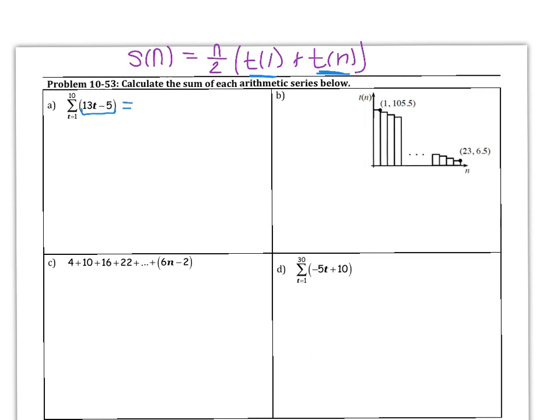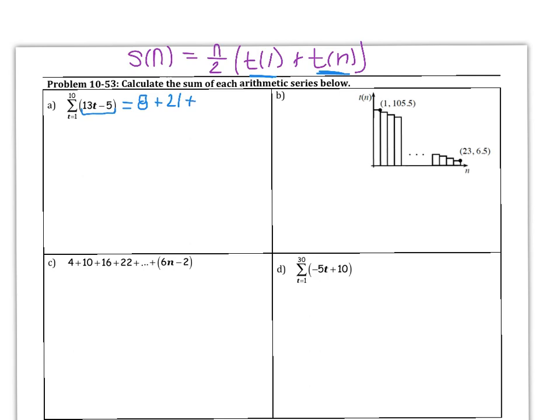Okay, so the first number we plug in is 1 because it says to plug in 1 down here. So I plug 1 in for t, 13 times 1 is 13, subtract 5, and I get 8. The next term I would plug in is 2. I plug 2 in for t, that's 26. I subtract 5 and get 21.